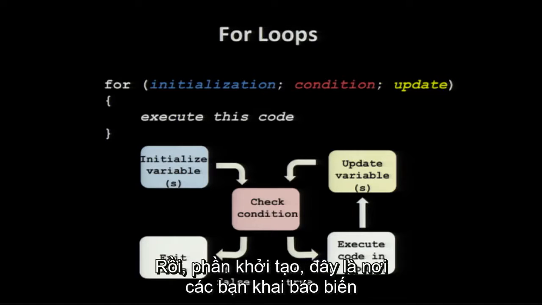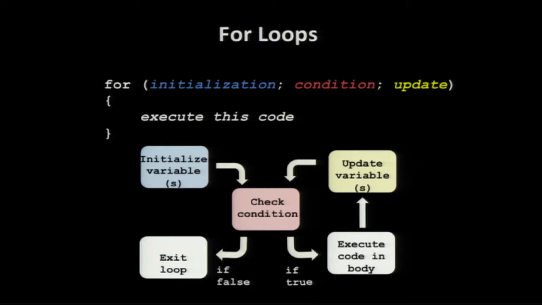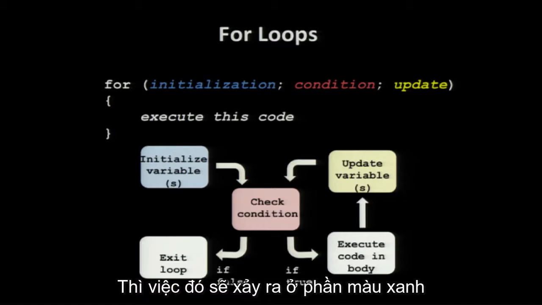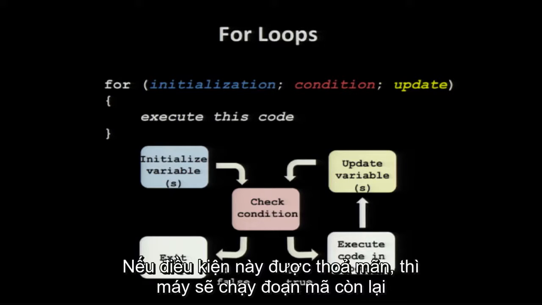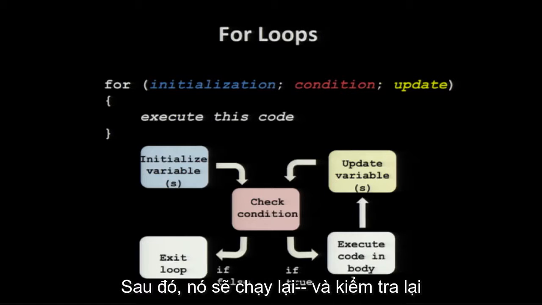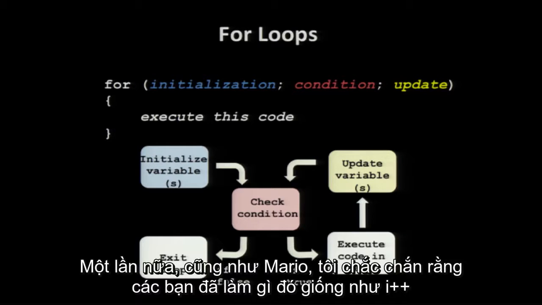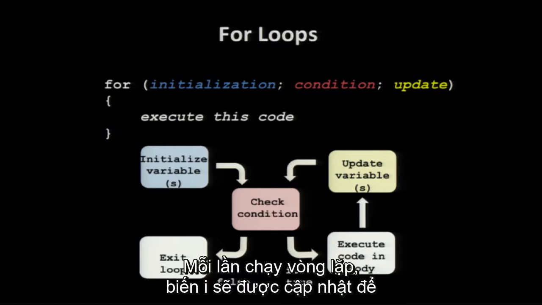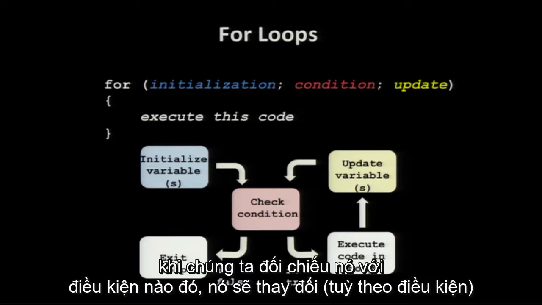For initialization, this is where your variables are initialized. With Mario, I'm sure you guys did something like int i equals 0. That's where that would happen in blue. You have your condition, which is what's checked every time. If this condition is true, then the rest of the code executes. Then it'll run again. And then we have update, where you're updating your variable. So again, with Mario, I'm sure you guys did something like i++. So every time the loop ran, i got updated so that when we were checking it against some condition, it was changing.